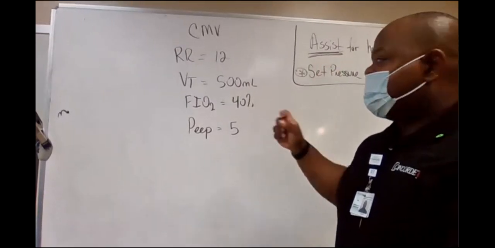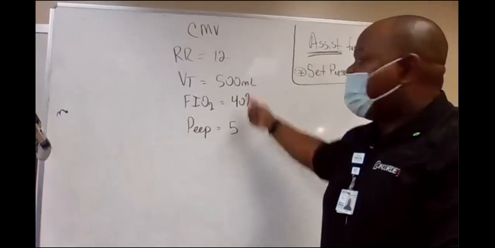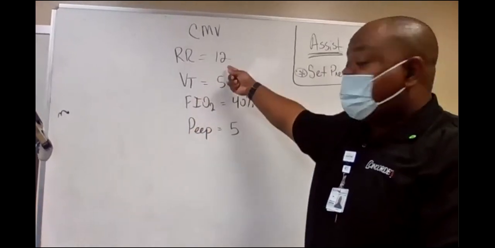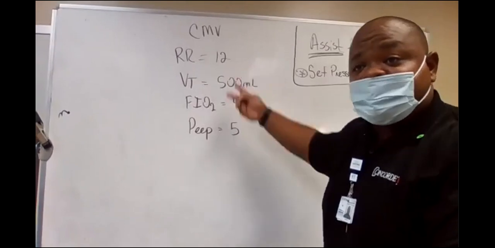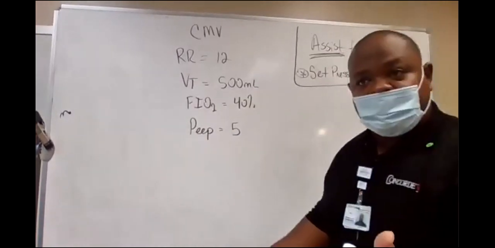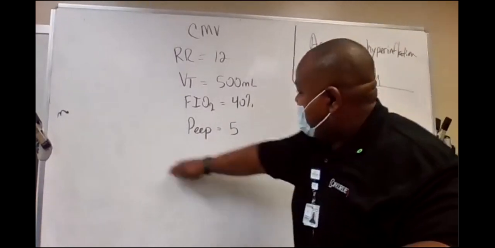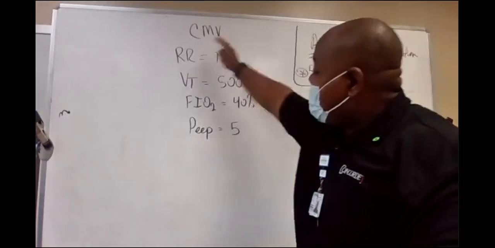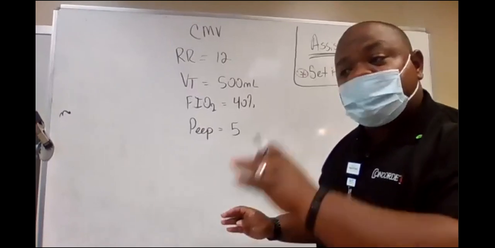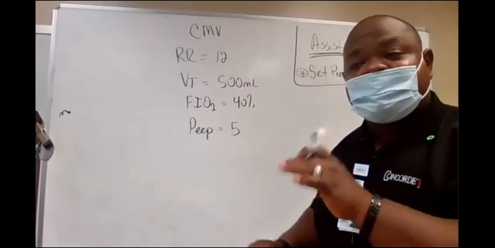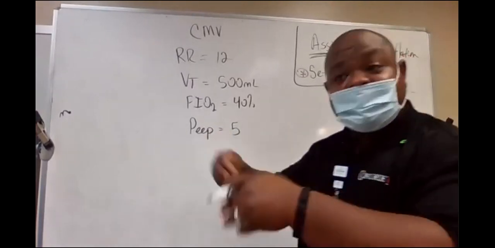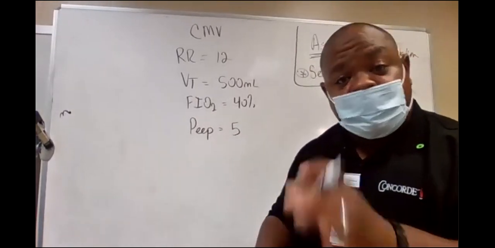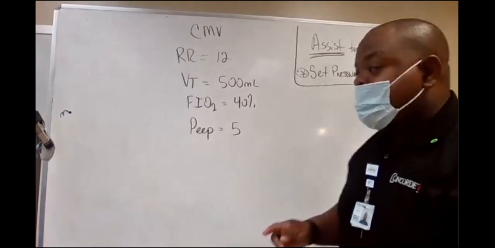It ain't gonna kill you, because it's still gonna give you the breaths. It's gonna give you this, guaranteed. It's gonna give you 12 breaths a minute if you set it to 12. If you set it to 20, it's gonna give 20 a minute. Whatever you set, that's what he's gonna get in CMV. If you set this in assist control, that's what he's gonna get. But in assist control, it would allow him to kick his own breaths or trigger his own breaths, right? Trigger, cycle, you gotta keep that in mind.